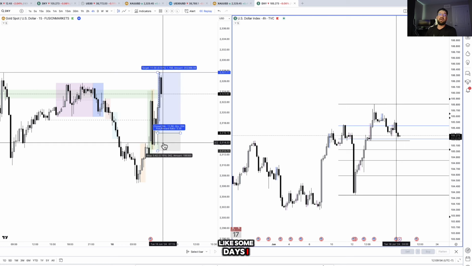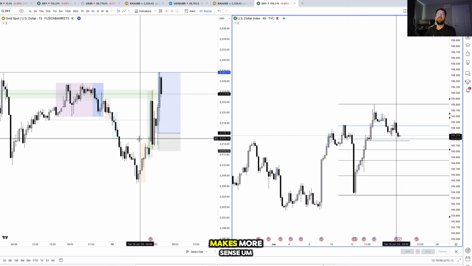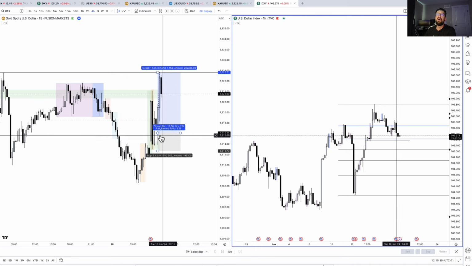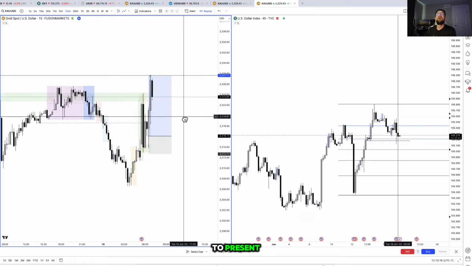Some days I have an idea for US30 and I won't touch it because it clashes with the DXY, or vice versa for gold. So I try to pick the pair that makes more sense and correlates inversely with the DXY. Some days that's not the case, and I'll either sit the session out or wait for something else to present.